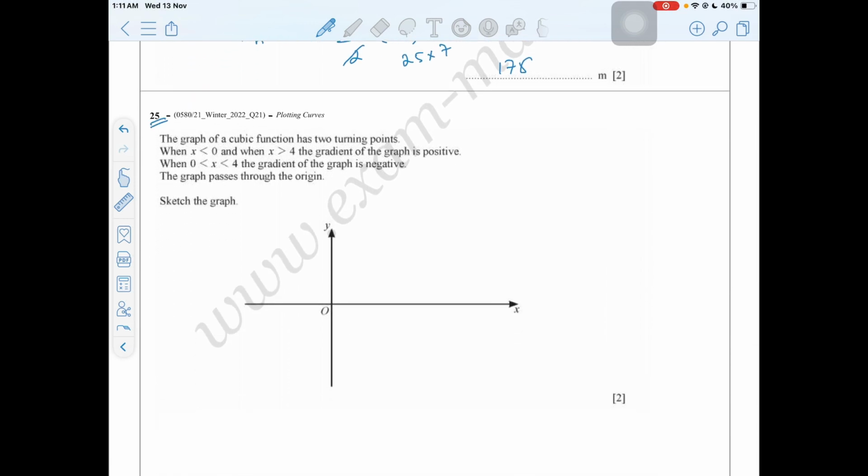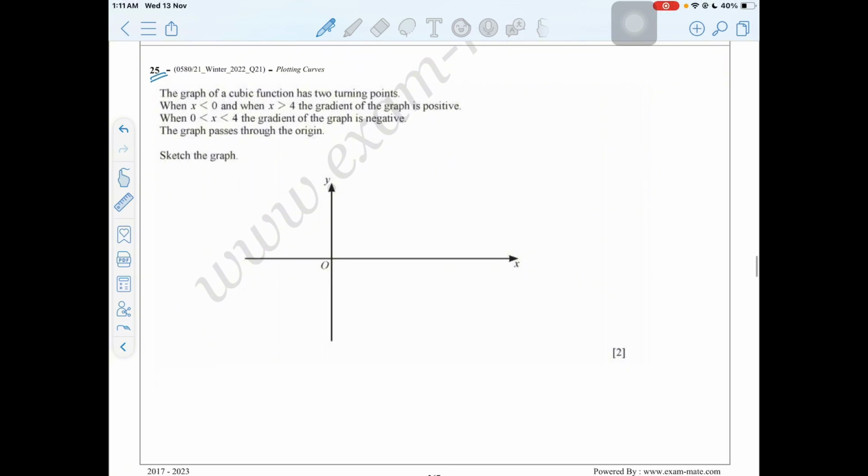Moving on, we have question number 25. The graph of a cubic function has two turning points. Obviously, the graph of a cubic function has two turning points. When x is less than 0 and when x is greater than 4, the gradient of the graph is positive. So when x is from 0 till 4, the gradient of the graph is negative.